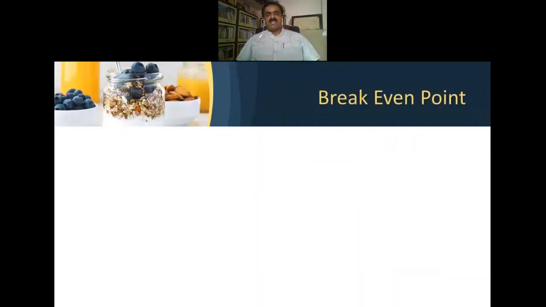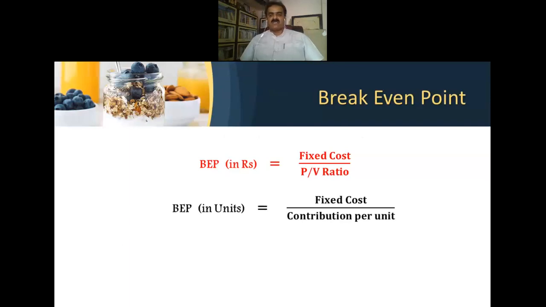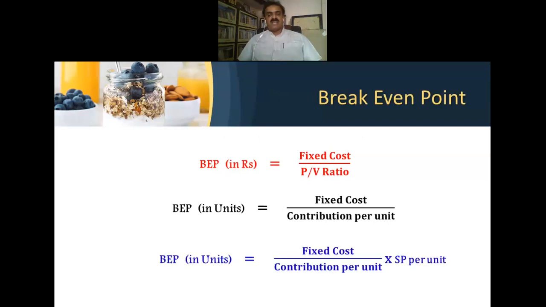And this break-even point can be calculated as fixed cost divided by PV ratio. This is in terms of break-even sales, that is, in terms of rupees. Similarly, the break-even point in units is fixed cost divided by contribution per unit. The only difference is, if you divide by the PV ratio, it is break-even in rupees. If you divide by contribution per unit, it is break-even in units. Another way is, if you calculate break-even units and multiply by the selling price per unit, you will get break-even in rupees.